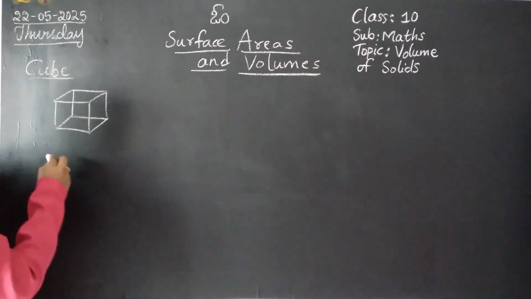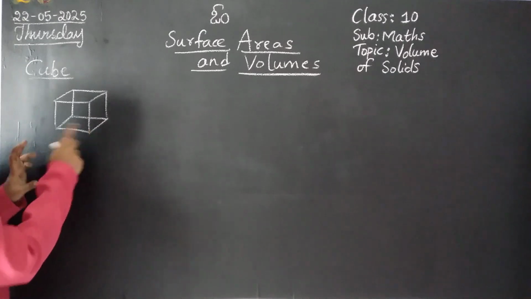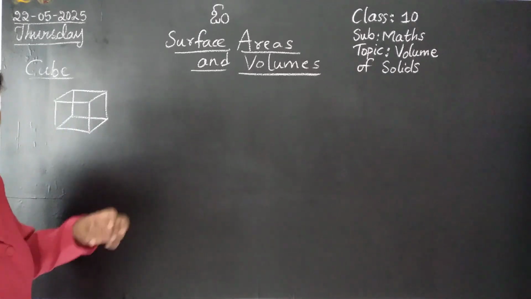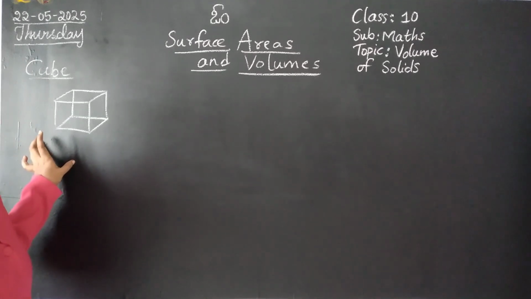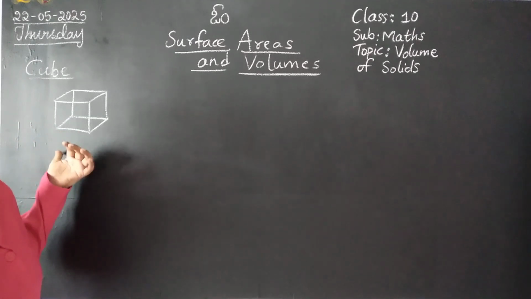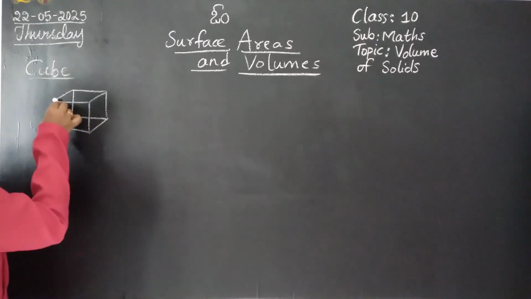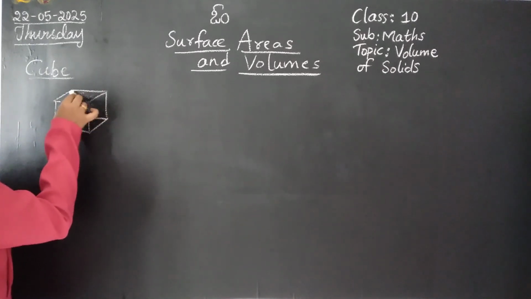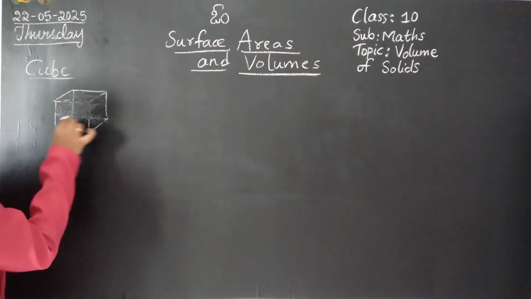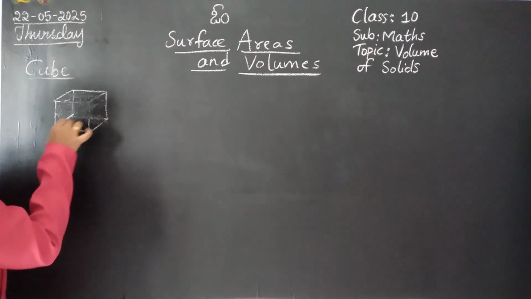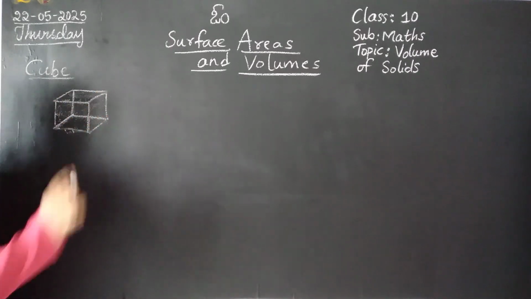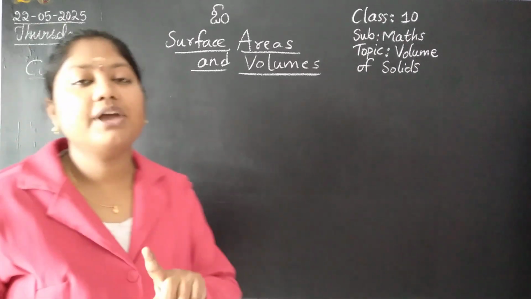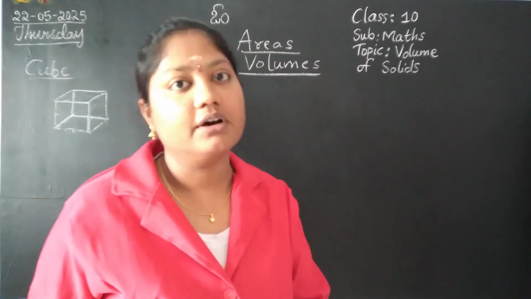So here if you think that this cube is a box, how much space inside it can hold? For example, if you think this is a bucket in the cube shape, how much water can it hold? It can hold a total amount of water, something like this. So how many liters of water can it hold? Let us find. To find that, first we have to learn the general formula for volume.